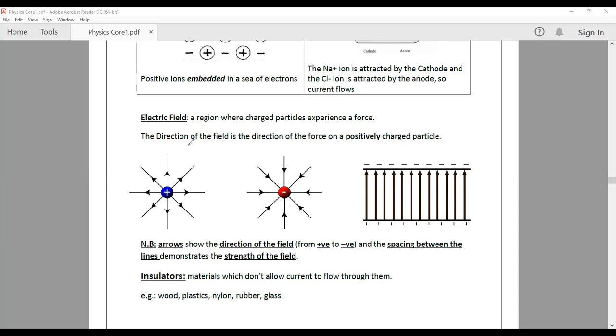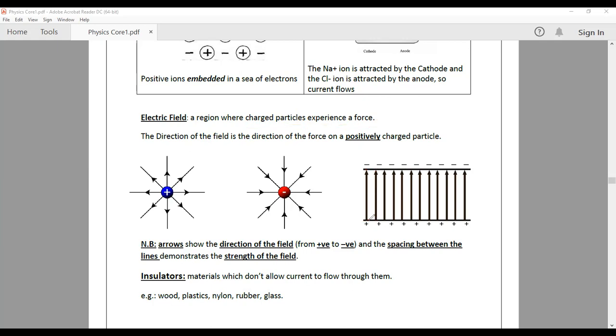So we shall continue with the electric field. What's an electric field? It's a region where charged particles experience a force. For example, if you have an electric field like this, the electric field always goes from a positively charged to a negatively charged plate or substance. For example, here the positive plate is down and the negative plate is up, so the direction of the electric field is from down to up.